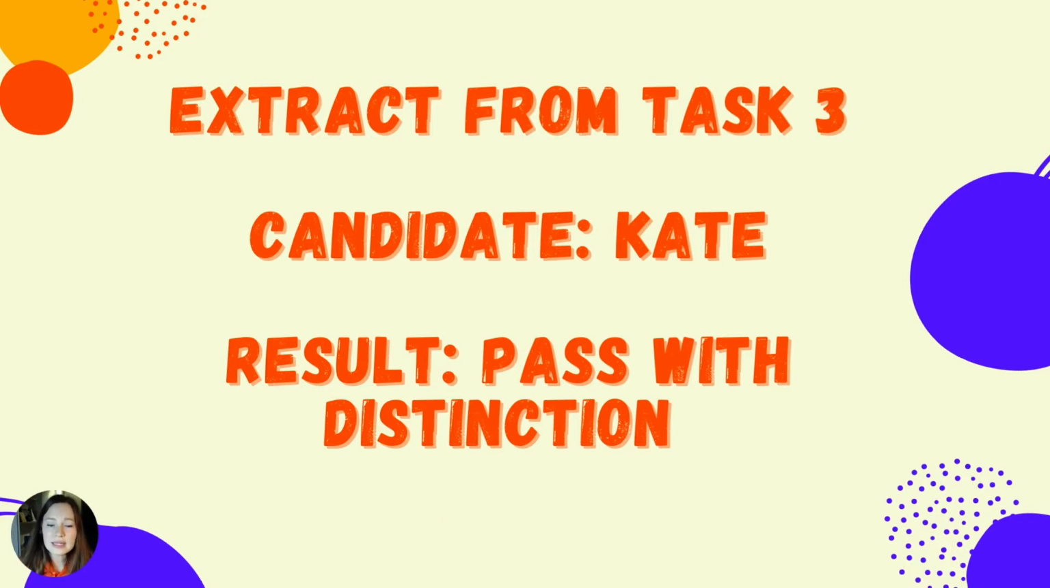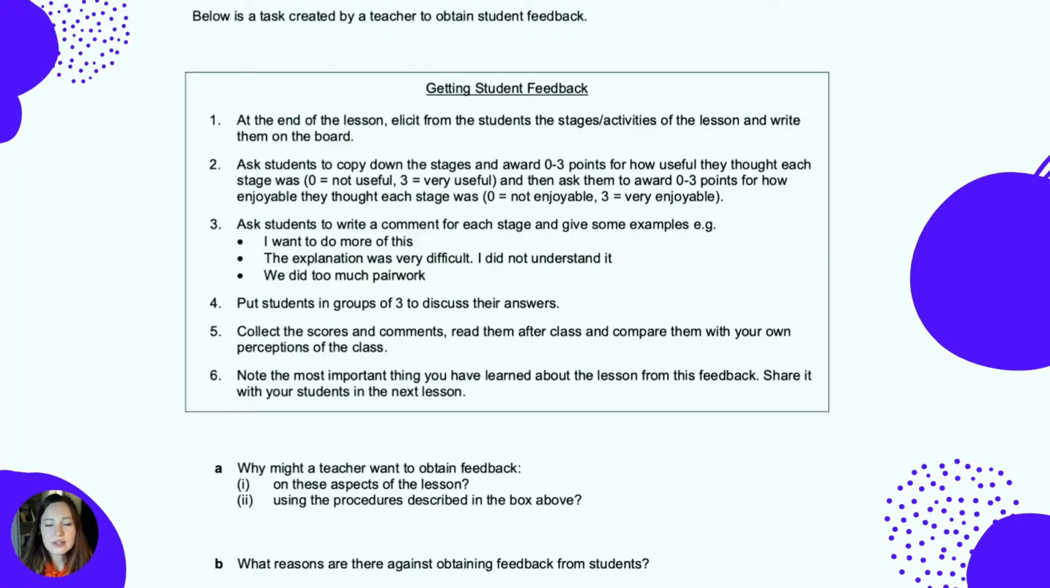Now I suggest having a look at the extract from Task 3. We have the candidate, her name is Kate, and the result that she received was pass with distinction. This is the task, which entails the following information. Getting student feedback. We can see here 6 points. This is the procedure of getting student feedback, apparently. After the procedure, you can see the task itself. There are 2 questions in Part A and 1 question in Part B.